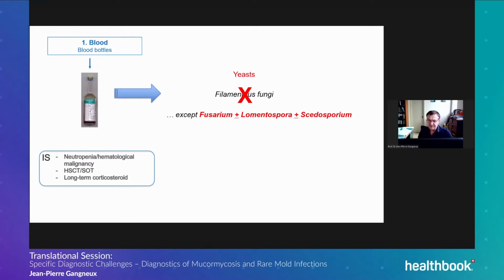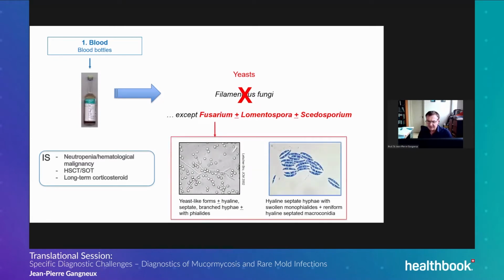And as nicely shown by Ronen, regarding Fusarium, we have to take care because sometimes when the bottle is positive at D0 or at D1, we can see hyaline septate and branching hyphae and sometimes phialides, but we can also have only yeast-like forms. And it is surprising to see, after 3, 4, or 5 days of culture, a mold, and particularly here, a Fusarium, with hyaline septate hyphae with swollen monophialides and reniform hyaline septate microconidia that allow the diagnosis of fusariosis. So we have to take care of this special blood culture in the case of immunosuppression, once again, as shown by Ronen.